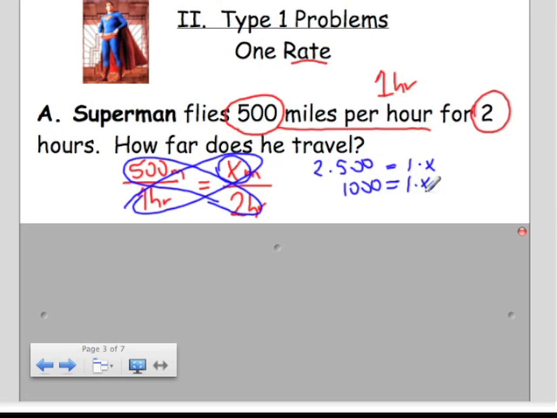I've cross multiplied. Step 2 is to divide by the coefficient. I'll divide by 1 and divide by 1, which I didn't really need to do because when you do that, 1,000 divided by 1 is still 1,000. And so here's my answer.